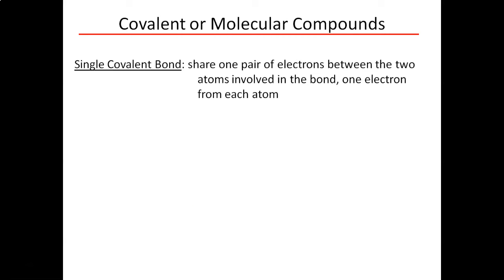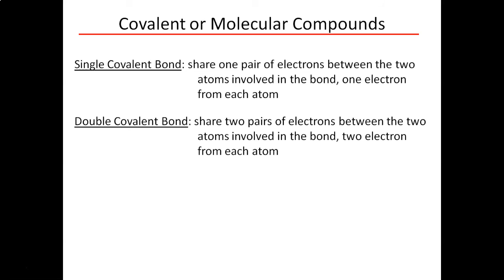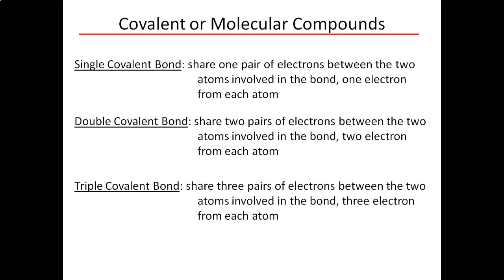Now, back to our bonding. As we said, we can have a single bond where we share 1 pair of electrons, 1 electron from each atom. Our double bond where we share 2 pairs of electrons, 2 electrons from each atom, 1 for each pair. And we have a triple bond where we can share 3 pairs of electrons, and we have 3 electrons from each atom, 1 for each pair.